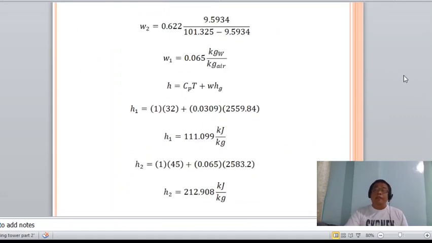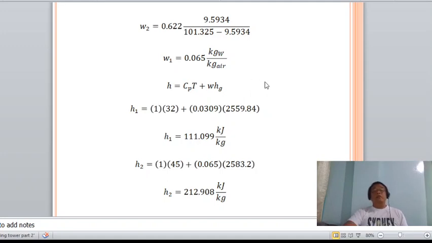Next, let us take the humidity ratio of the leaving air. Again, from the formula for humidity ratio, 0.622 multiplied by the P saturation, 9.5934, over the atmospheric pressure minus the P saturation at 2. The humidity ratio is then equal to 0.065. This is not W sub 1 but W sub 2. Okay? I'm sorry. So, that is 0.065 kilogram of water per kilogram of dry air.